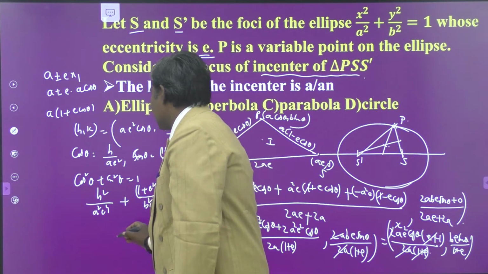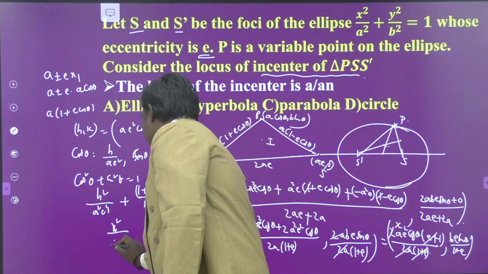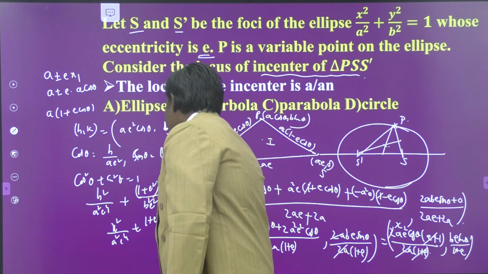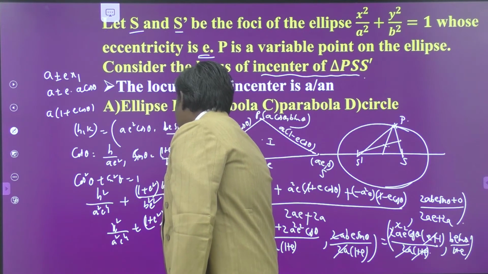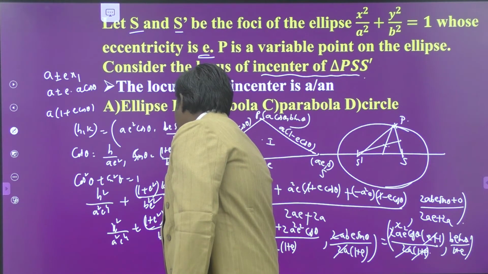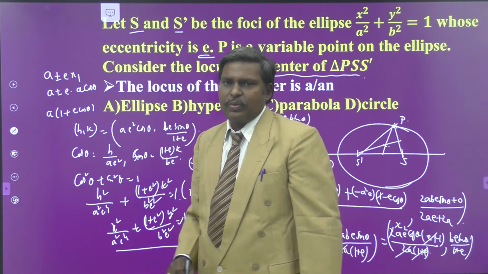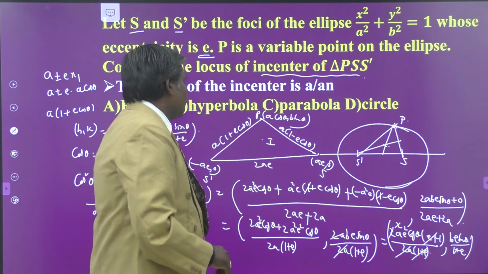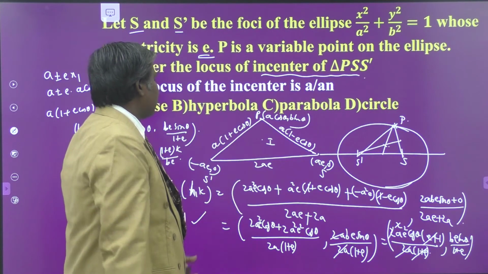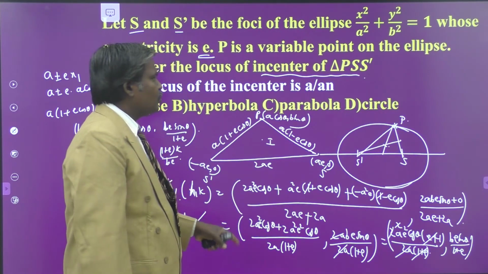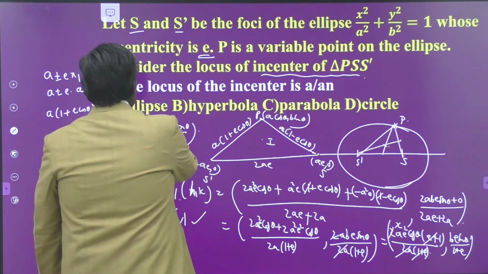So locus of h comma k is what? x square by a square e power 4 plus 1 plus e square into y square by b square e square is equal to 1. Is it ellipse or not? So the required locus is an ellipse. So just by finding the incenter and eliminating theta, we obtain the locus. So the locus is an ellipse.